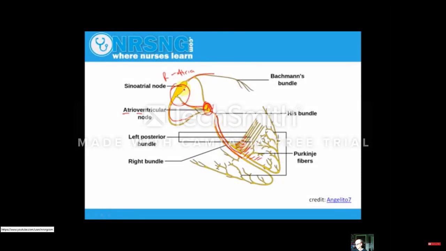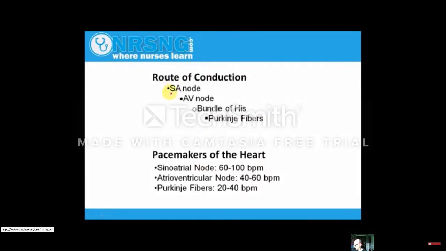So for it to be a normal rhythm, your electrical impulse has to initiate in the SA node and travel to the AV node. It pauses there for a second, then travels down the bundle of His and into the Purkinje fibers. That's what has to happen for this to be a normal EKG. Just as we talked about, the route of conduction for any normal EKG starts in the SA node, travels to the AV node, into the bundle of His, and down to the Purkinje fibers.